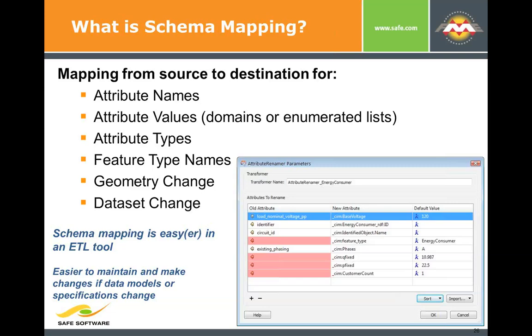Feature type names, we call them feature types in FME, but those are your table names, feature classes, objects in Smallworld. So we will need to rename those. So they all need to be shifted across. You might call a transformer XFMR in your GIS, and it needs to be called transformer in the CIM or something. Geometry changes may need to occur, and we'll have a little look at that a bit later because that's related to some of the topology. And you might even have attributes that the destination wants that aren't even in the source.